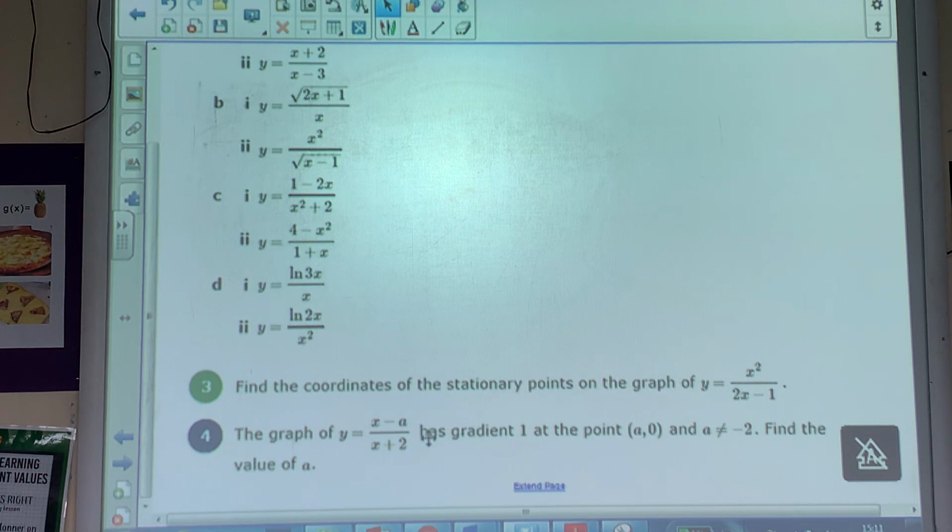And then question 4, do dy/dx, differentiate using the quotient rule. Don't be afraid of the a in there. Put that equal to 1, and you know it will equal 1 when x equals a. And obviously a can't equal -2. Find the value of a. So that's a bit more of a challenge.